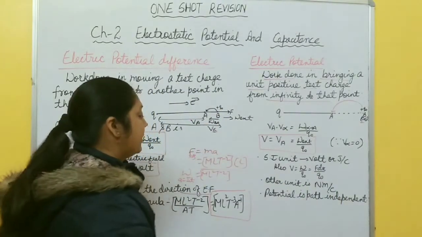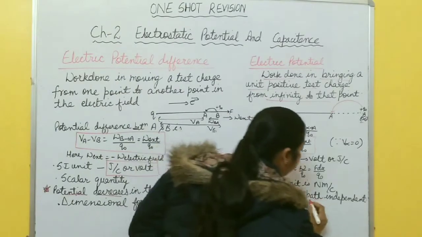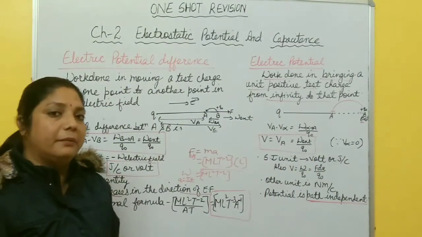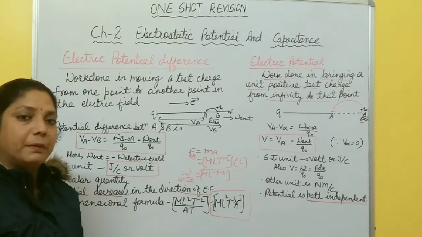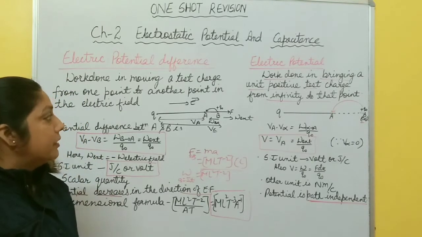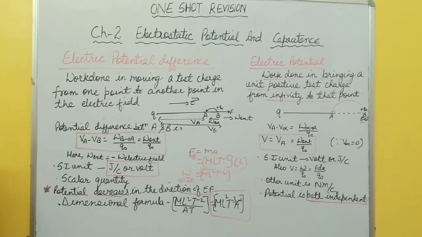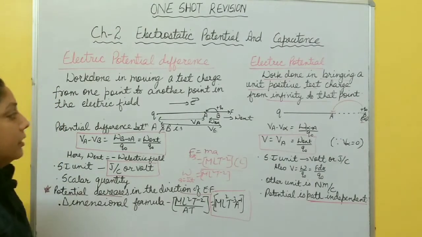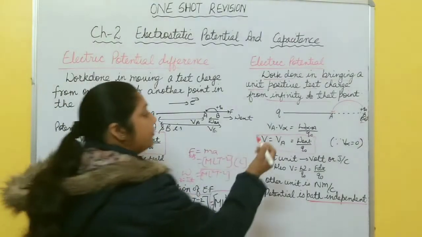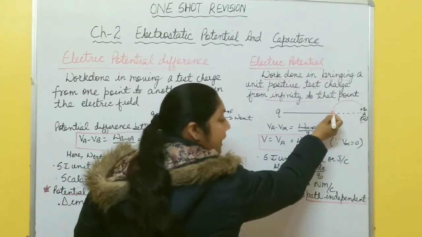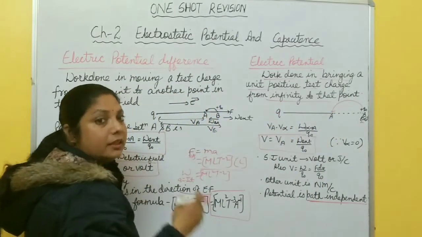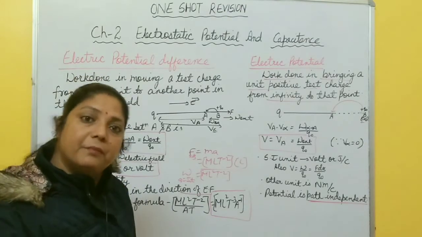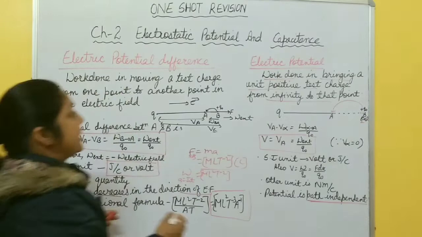This is the other unit, and one more important thing: potential is path independent. It does not depend on path, right? So hope this topic is clear. What do you mean by electric potential difference and electric potential, right? Now, the next topic is what is the formula for potential at any point due to this test charge in terms of charge and distance at which potential is to be determined, right? So please take a screenshot of this.